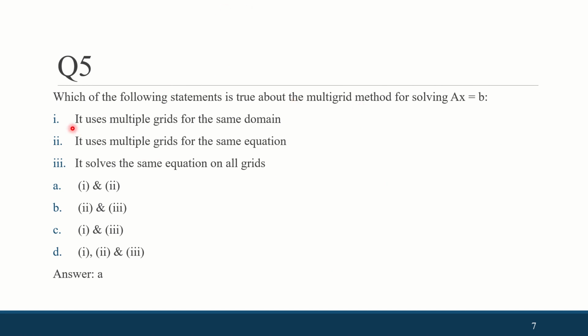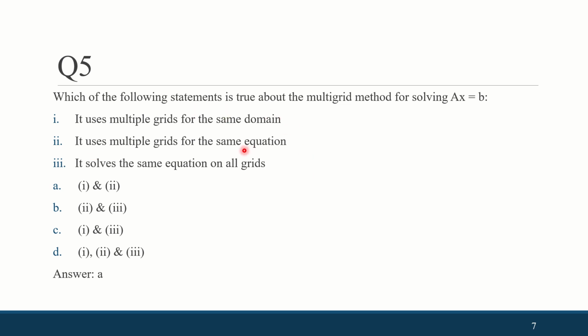First one, it is given that it uses multiple grids for the same domain, and second option, it uses multiple grids for the same equations. It solves the same equation on all grids. Actually, in this domain it would be solving the same equation, but not on all the grids is it solving the same equation. So it uses multiple grids for the same domain, and also it uses multiple grids for the same equation.